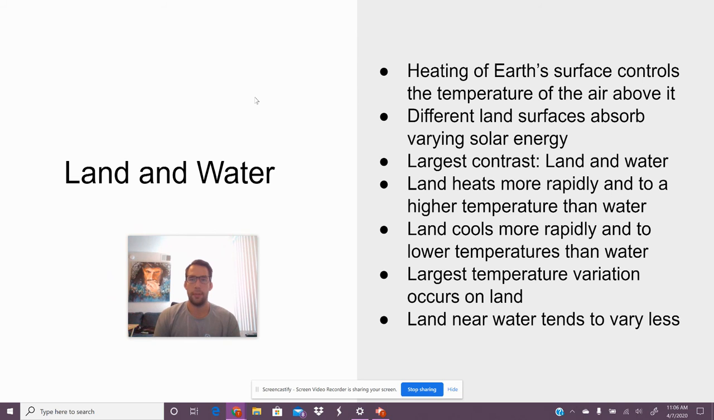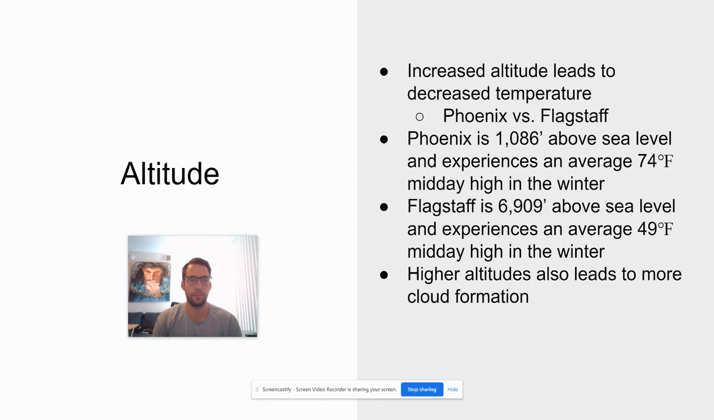Land heats up more rapidly and to a higher temperature than water, and also cools off more rapidly and to a lower temperature than water. Water doesn't vary very much in its temperature. So the largest temperature variation is going to occur on land, specifically land that is not all that close to water. Land near water, like California, is not going to vary much in its high and low temperatures because of the ocean being right there, regulating its temperature.